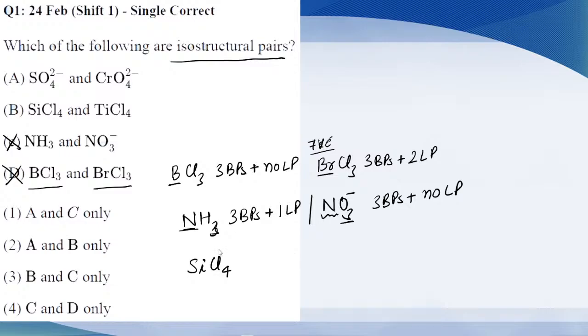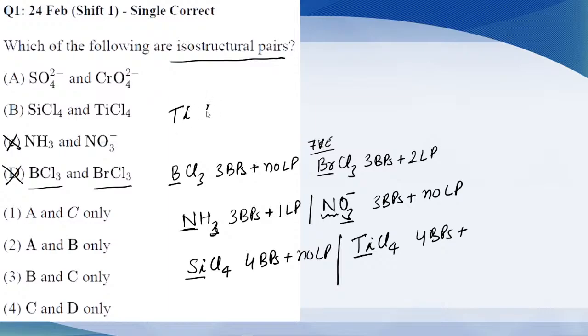SiCl4. Four bond pairs, no lone pair, because silicon has four valence electrons only. What about TiCl4? Four bond pairs, and how many valence electrons are there in titanium? Titanium is 4s2 3d2. Four bond pairs and no lone pair, right? But in SO4 2 negative, again 4 bond pairs, no lone pair.